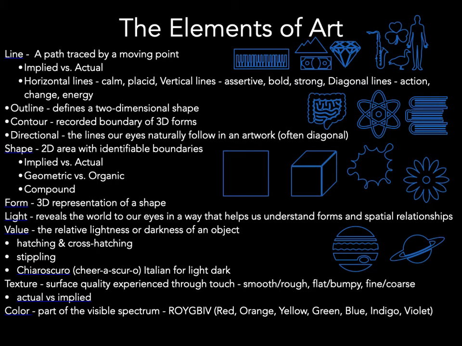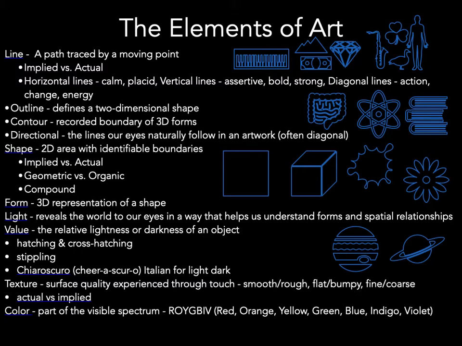The next two elements that we're going to look at are shape and form. Shape is a two-dimensional thing, right? Like the square here on the right. And the form is the 3D representation of the shape. And so form would be the cube that you see next to it. So it's important to understand that.